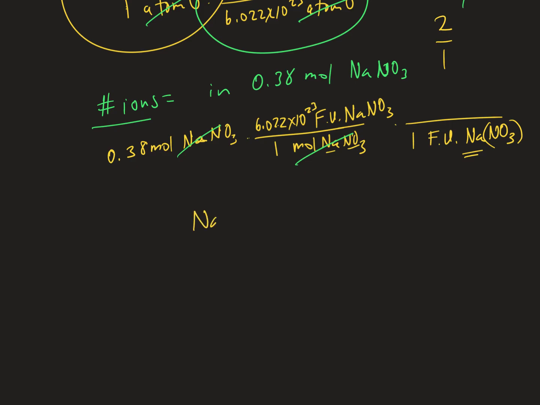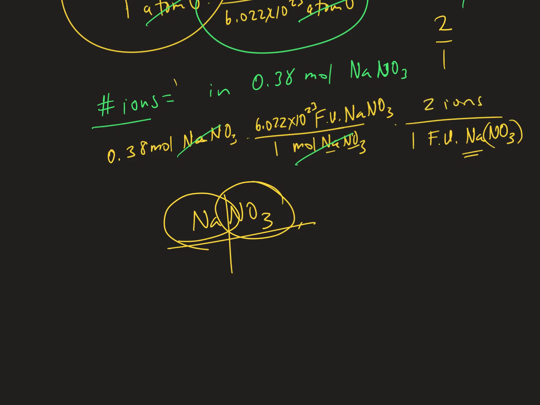This sodium nitrate is made up of 1 sodium and 1 nitrate. There's not 3 nitrates because that 3 is a part of nitrate because there's no parenthesis around it. Do you remember doing this? Okay, so there's two ions, and we don't care what type of ion, it just says number of ions. So we have 2 ions for 1 particle of sodium nitrate.